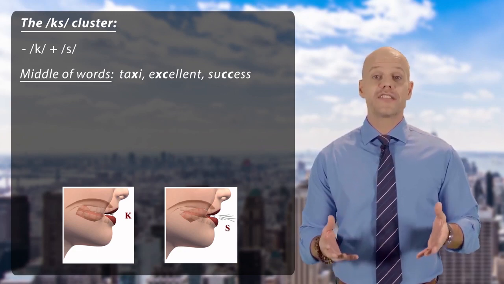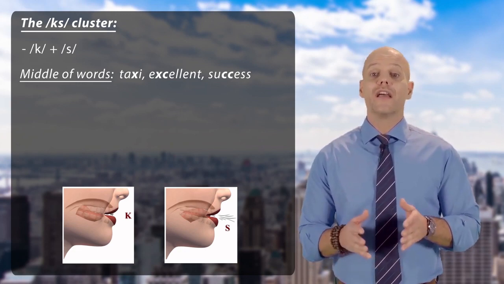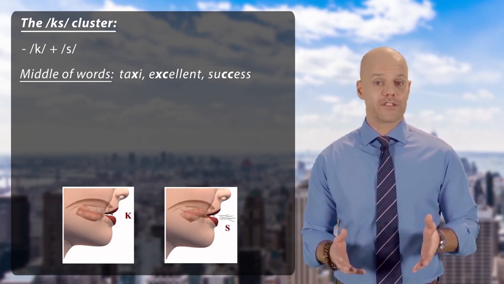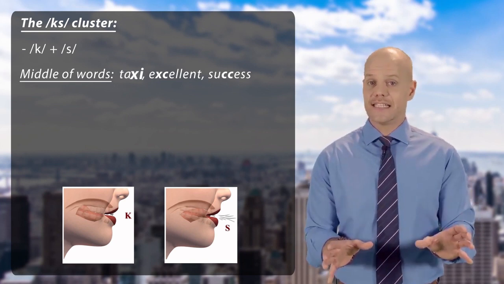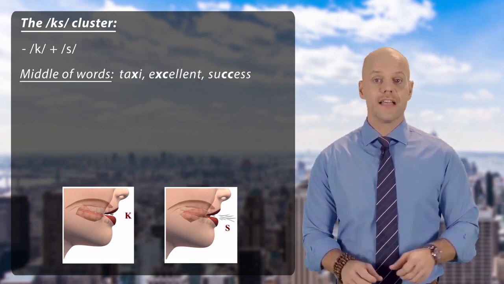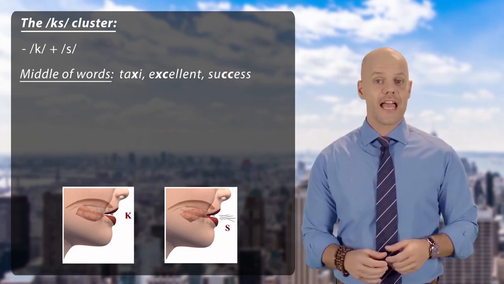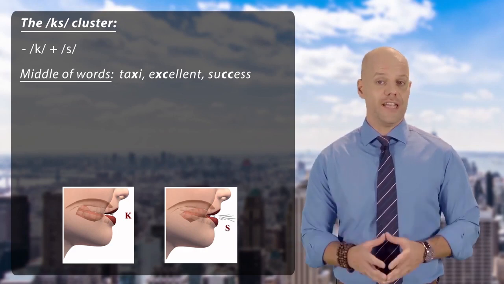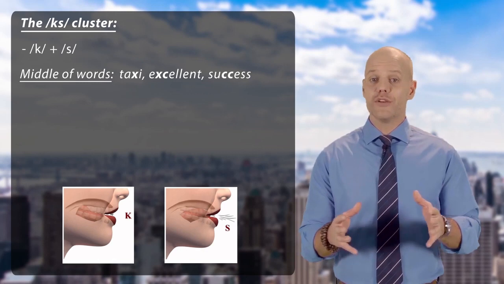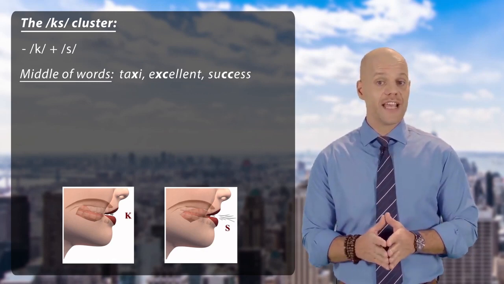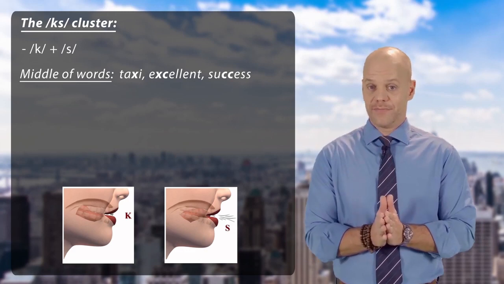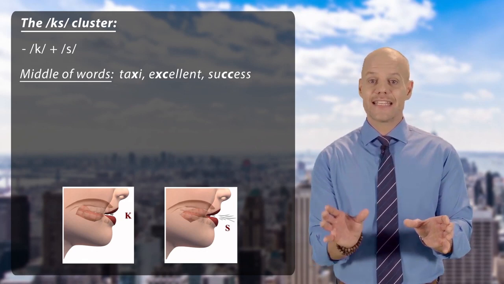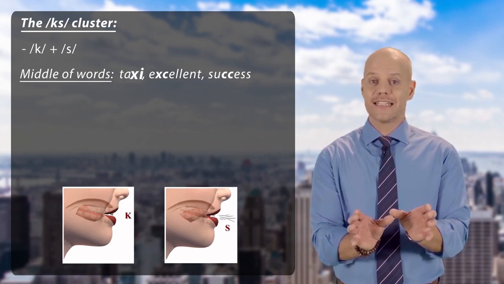If you find it difficult to say the ks in the middle of words, then cut the ks consonant in half and say the two half words separately first. Taxi, excellent, success. Say the s longer to remember that the s is important here. Then start reducing the space between the two word halves and finally put them back together. Taxi, taxi, taxi.